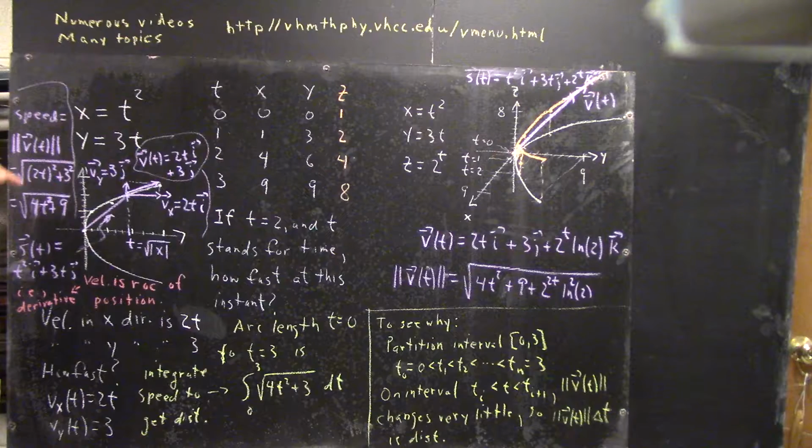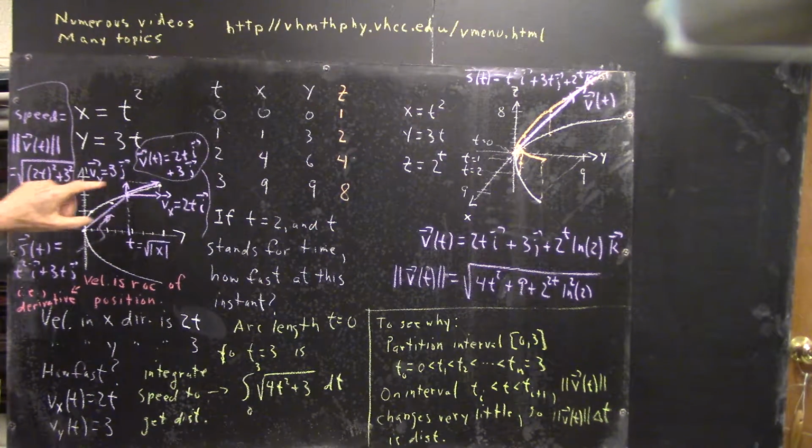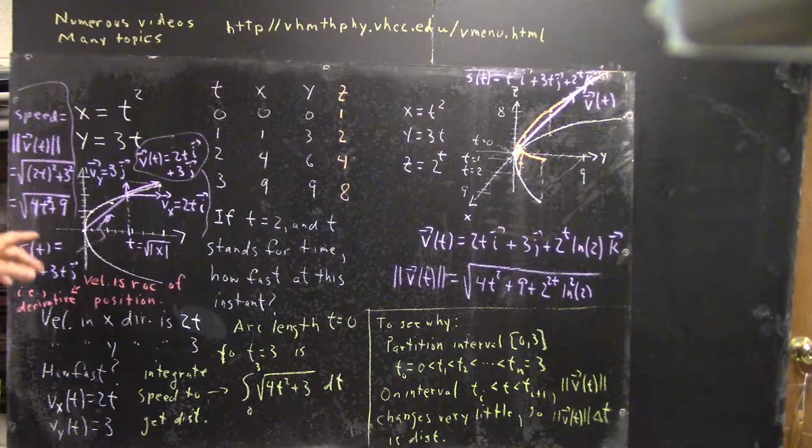So the speed is the square root of what? The square of the 2t plus the square of the 3. Or, in this case, 4t squared plus 9. So if we want the speed at t equals 2, we plug in 2 for time. 2 squared is 4, and 4 times 2 squared then is 16. We add 9, we get 25. And the square root of that is 5. So at the t equals 2 instant, this thing's actually moving with a speed of 5 units of distance per unit of time.